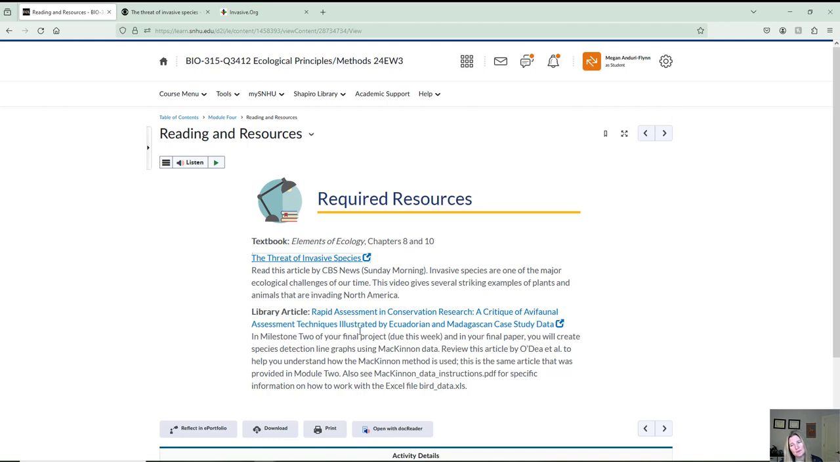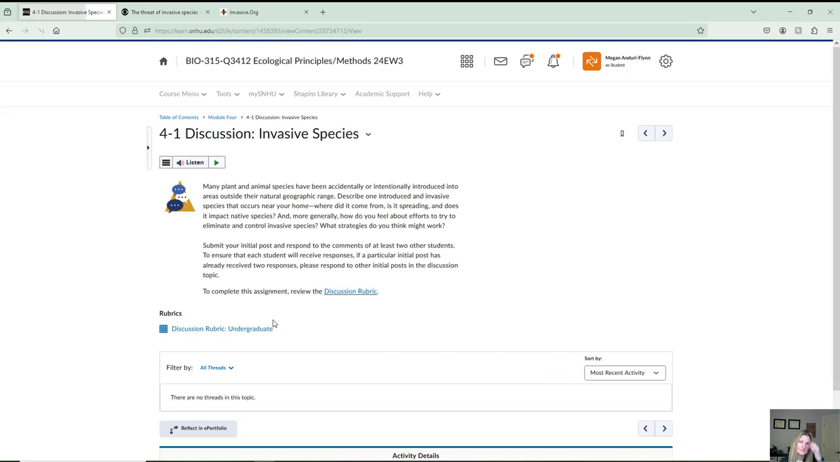The other resource I would say you don't necessarily need, because this is just the same Odea et al. article that you used to help you construct the methods section of Milestone 1. So you don't necessarily need this thing this week, because you're not really referring to it. So you can ignore that, but definitely read the textbook and read that article.